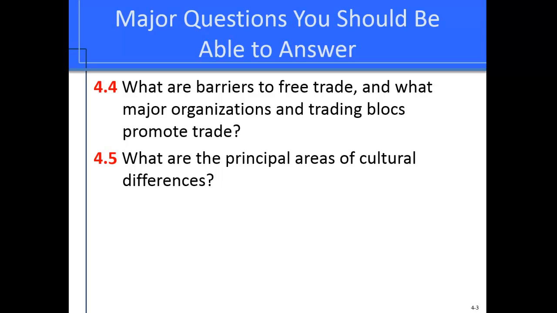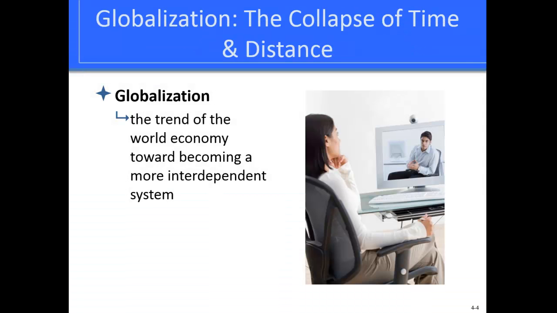So if we take a look at your chapter and follow along as we go over the major components of chapter 4, we'll start with 4.1, which is over globalization, the collapse of time and distance. We're going to answer, what is globalization? Globalization is the trend of the world economy toward becoming more interdependent. In today's market, both time and distance have virtually collapsed, as reflected in the 3 important developments given below.